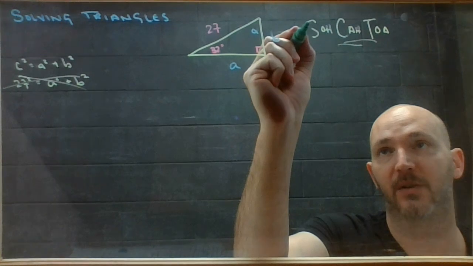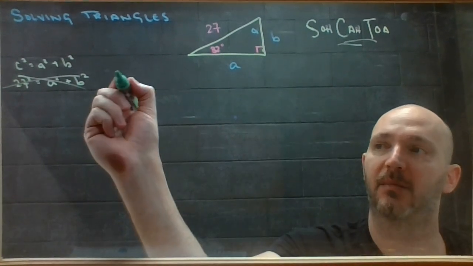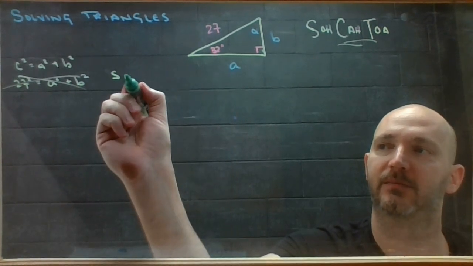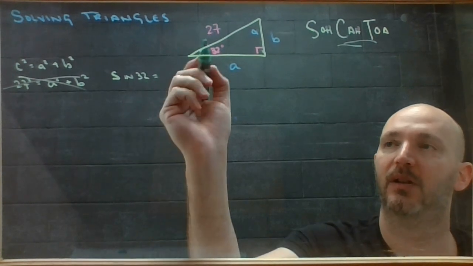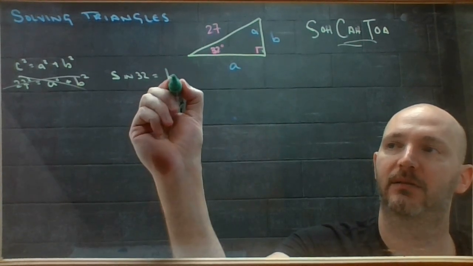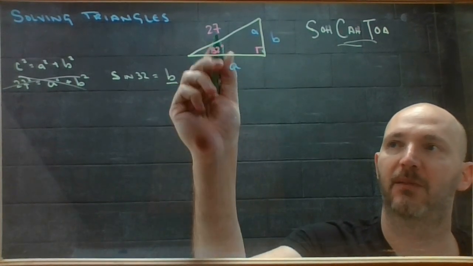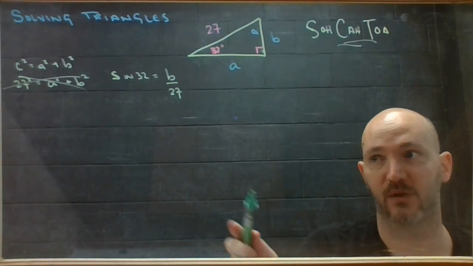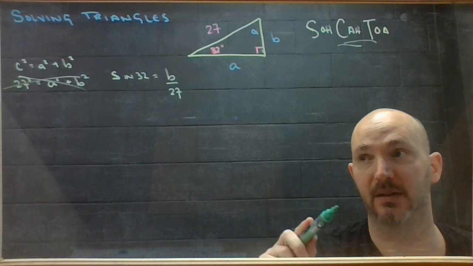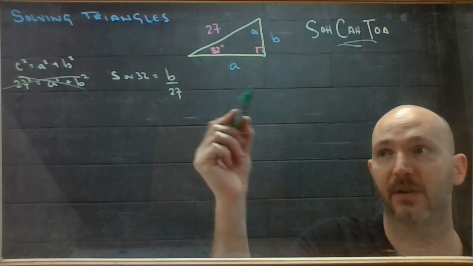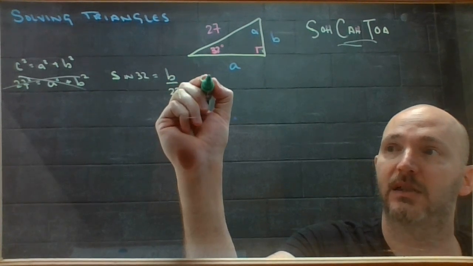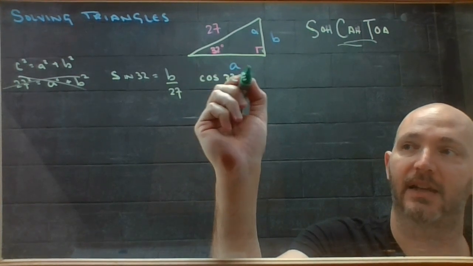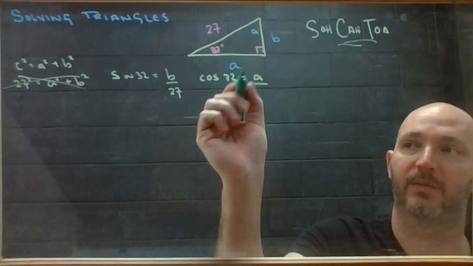So onto my SOHCAHTOA. Sine is opposite over hypotenuse. So I know this angle here, so I'm going to use that one. Sine of 32 would be the opposite side, that's B, over the hypotenuse, 27. Now, I have one letter there, which means I can use this to solve for B. That's good. Next ratio, cosine of 32 would be the adjacent side, that would be A, over 27.